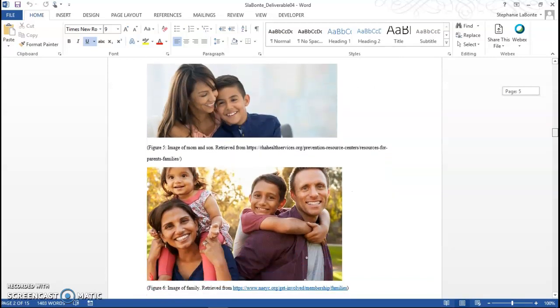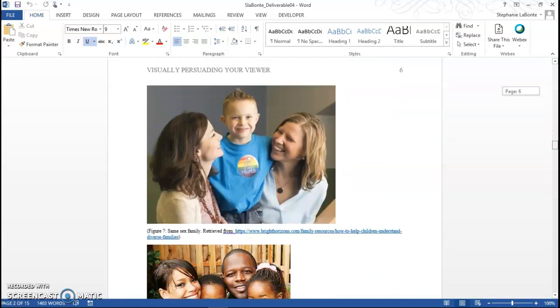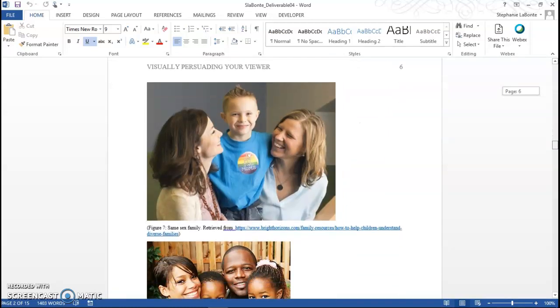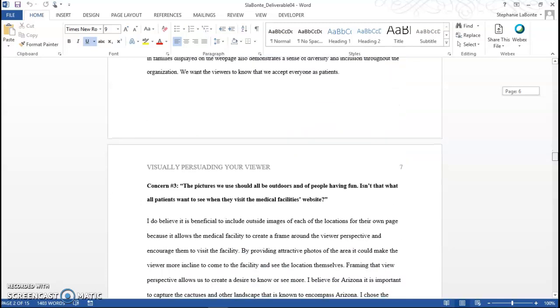We have a mom with her son. We have a culturally diverse family. We have two moms with their son, and we have an African American family. I believe that each of these photos should be put on each page so that each type of family feels included within the website and feels that they are encouraged to come to our facility for medical care. The variety in families displayed on the web page also demonstrates a sense of diversity and inclusion throughout the organization. We want the viewers to know that we accept everyone as patients.